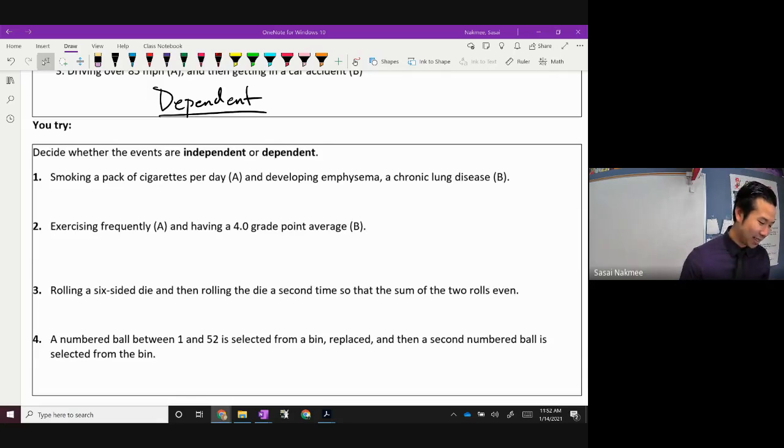Number 3, rolling a 6-sided die and then rolling the die a second time so that the sum of the 2 rolls is even.